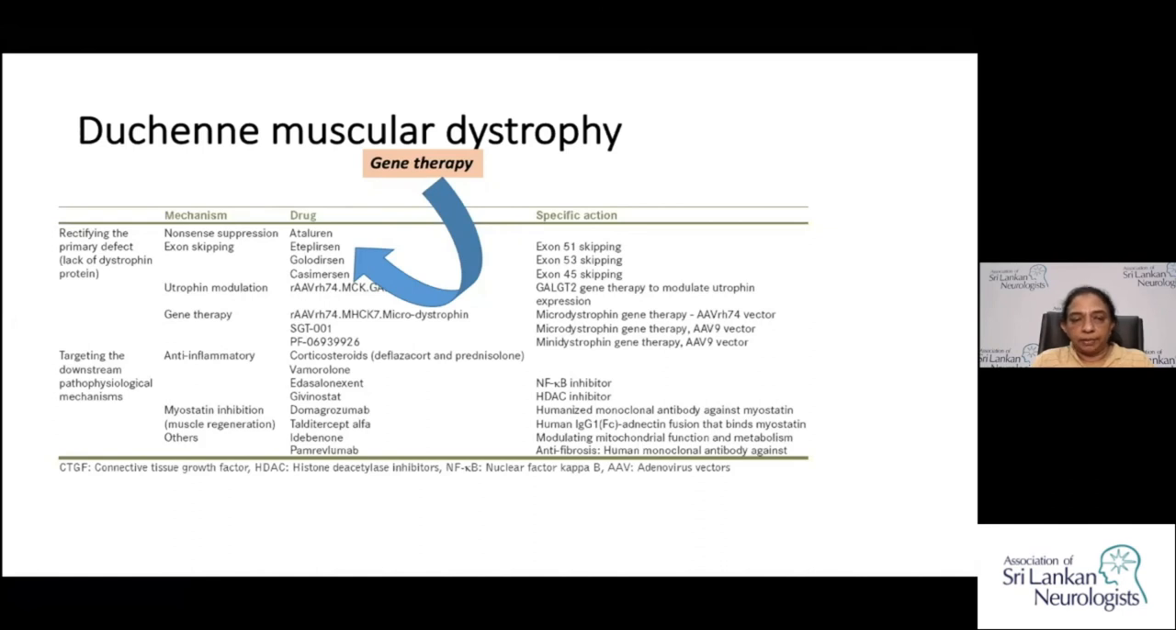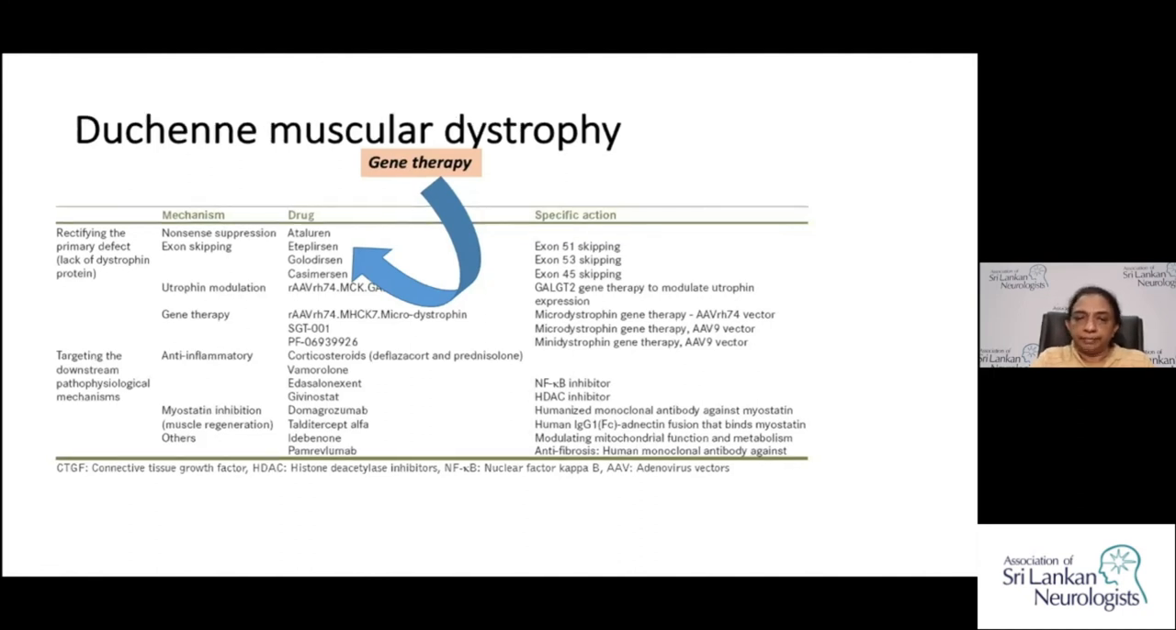So that is about the genetics. And then, of course, downstream of the pathophysiological mechanisms, like the anti-inflammatory mechanisms, they have tried with supportive therapy. Like in Duchenne muscular dystrophy, in the early stages, we try corticosteroids to keep them ambulant for a period of time, and certain other medications have been tried. So it's promising, but still the answer is not quite clear.